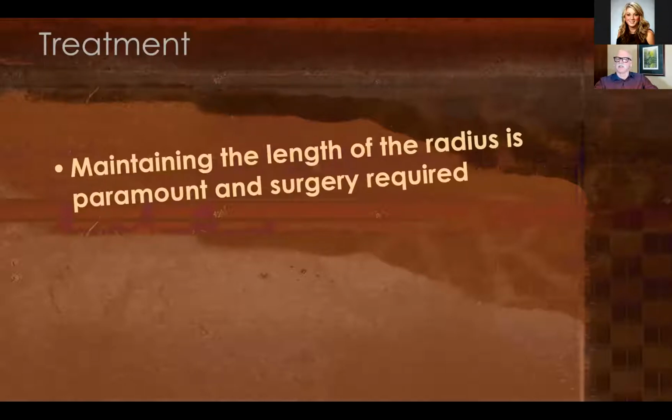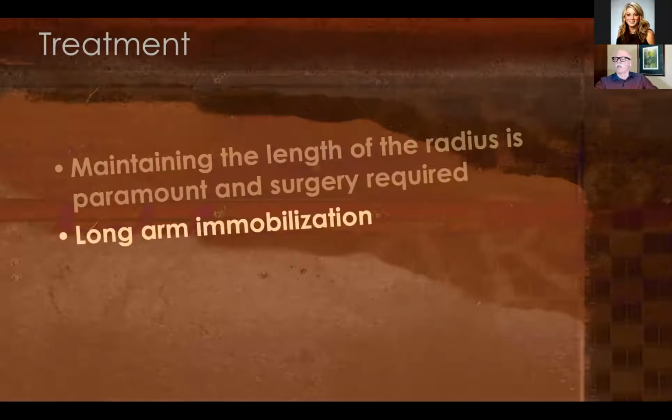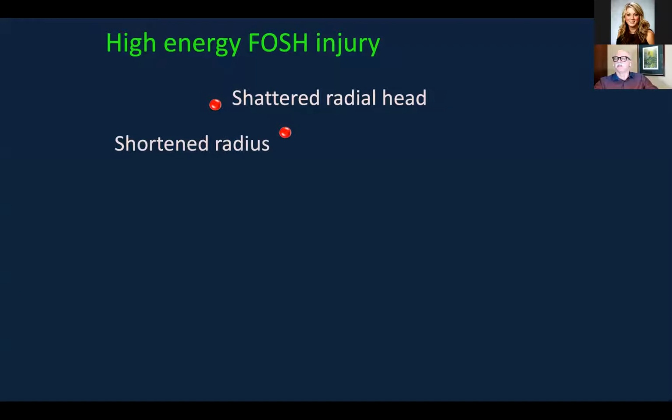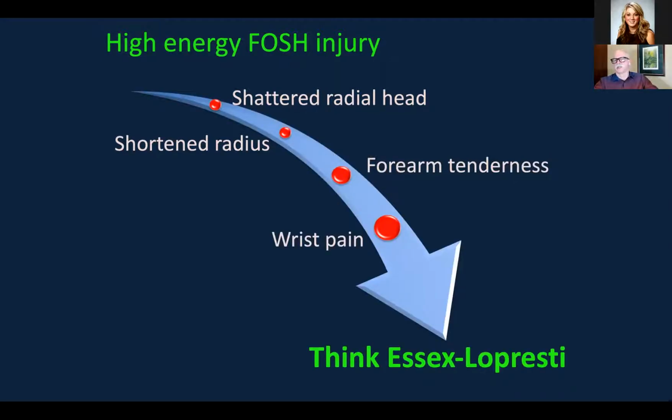The important thing about these is the surgery is to maintain the length of the radius, and if both ends are damaged, there may be movement later on. So even without displacement, it's possible to get surgery. I guess that's one of those decisions that we'd like to let someone else make. We do long arm immobilization of them and then referral to ortho. So for a high energy Foch injury, not that just I fell down, if they have a shattered radial head, a shortened radius, so then there's part two, forearm tenderness, wrist pain, think about Essex Lopresti injury.